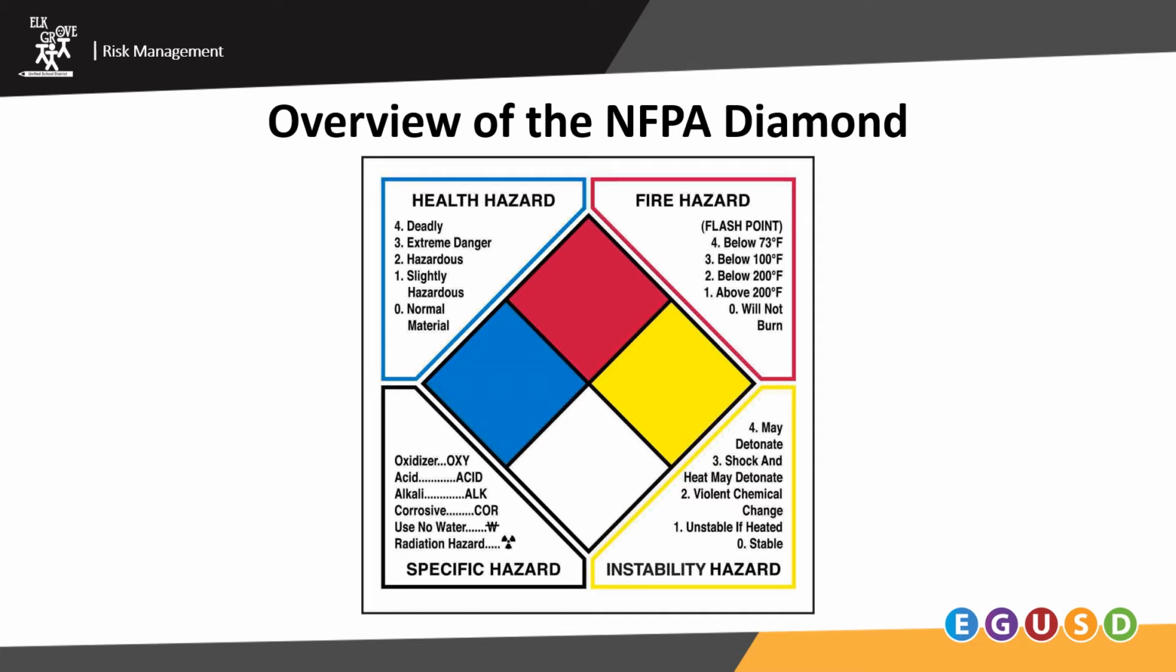Yellow diamond, instability. Level 0, stable. Level 1, unstable if heated. Level 2, violent chemical change. Level 3, shock and heat may detonate. Level 4, may detonate. White diamond, specific hazard. Some examples include radiation, no use of water, corrosive, alkali, acid, or oxidizer.